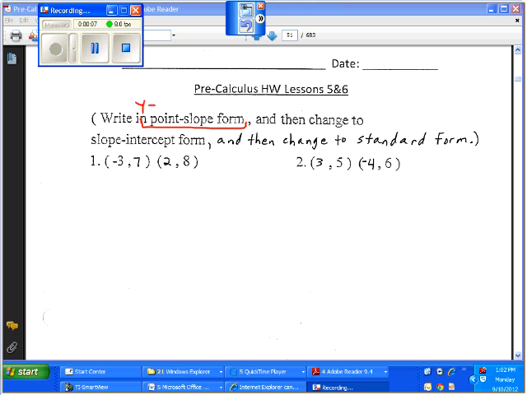y minus y sub 1 equal slope times x minus x sub 1. There's the point slope form of a line. So we need to know that.